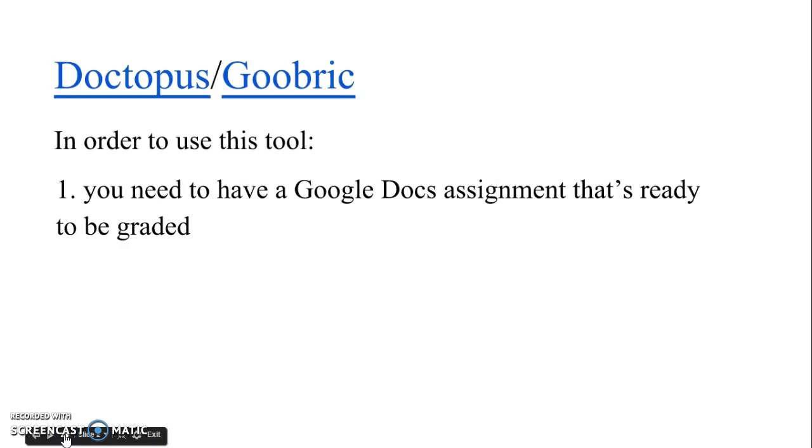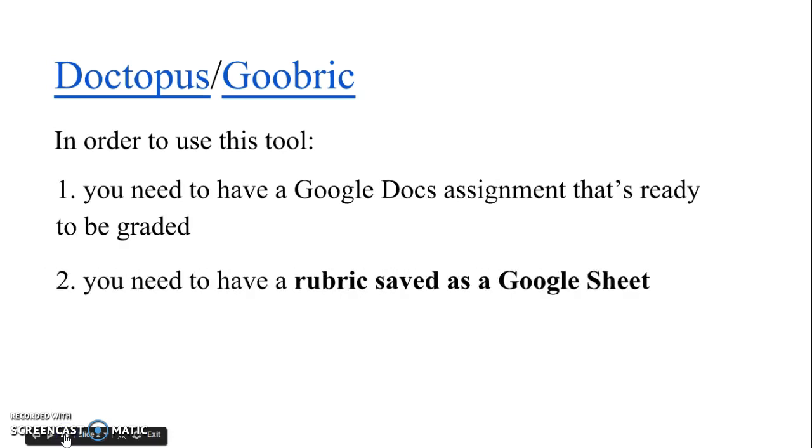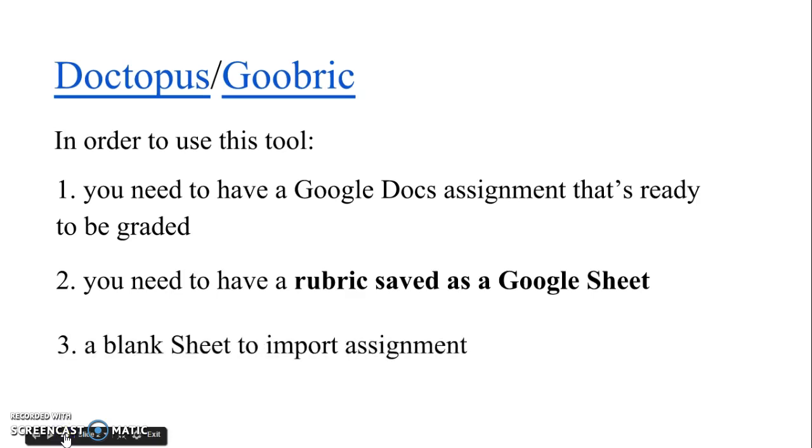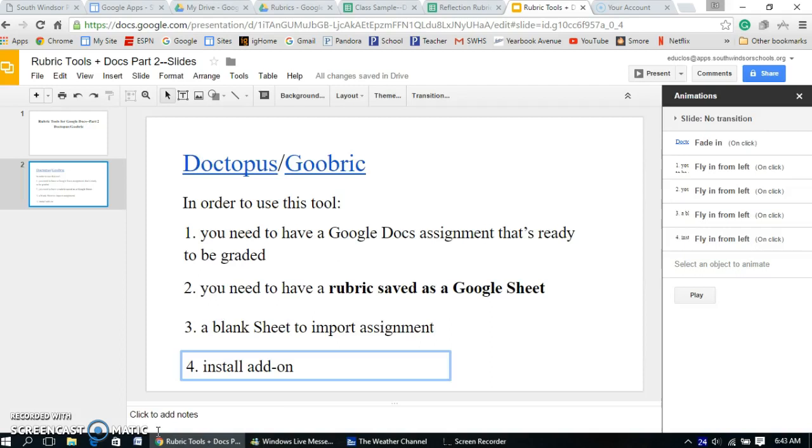First of all, you're going to need 4 things in this particular one. Obviously a Google Doc assignment that's ready to be graded. You're going to now save the rubric in a Google Sheet. If you watched the last one with Orange Slice, you know that you needed to save the rubric in a Google Doc. This one is a Google Sheet. An extra step, but well worth the trouble, is to open up a blank sheet, and that's where you're going to import all the assignments. And last but not least, you're going to need to install both Doctopus and Goobric. So let's get going. Let me show you how to do this.